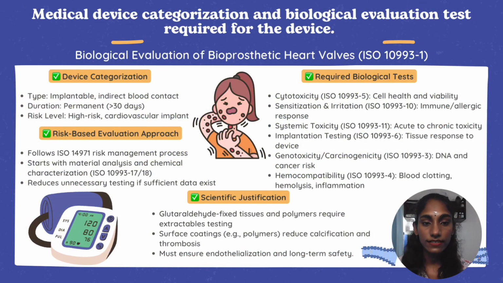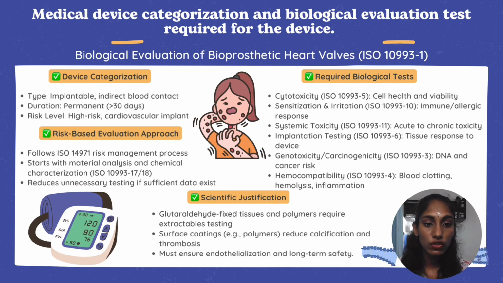Medical device categorization and biological evaluation tests required for the device. Device categorization. Type: implantable, indirect blood contact. Duration: permanent, more than 30 days. Risk level: high risk cardiovascular implant. Risk-based approach: follow the ISO 14971 risk management process. Start with material analysis and chemical characterization, ISO 10993-17/18. Reduce unnecessary testing if sufficient data exists.